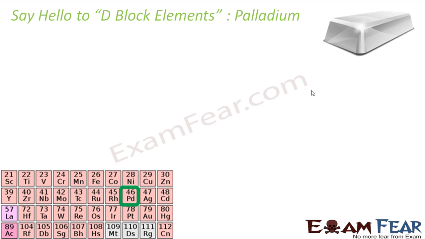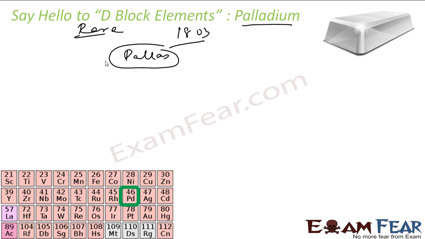Talk about palladium. Palladium is again rare. This is also rare, and this is a lustrous silvery white metal. If you see, it was discovered in 1803, and this is named after the god of wisdom, the Greek word of wisdom, Pallas. Pallas is a Greek word of wisdom. After him, this element is named.